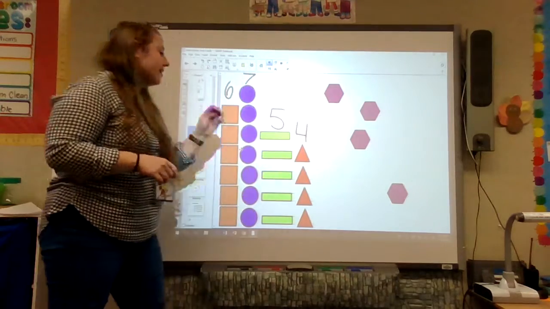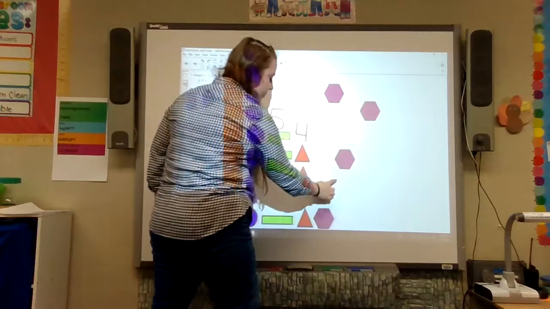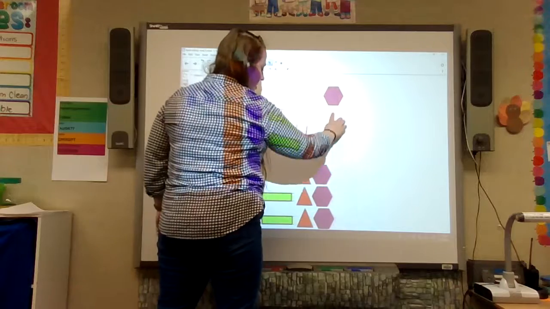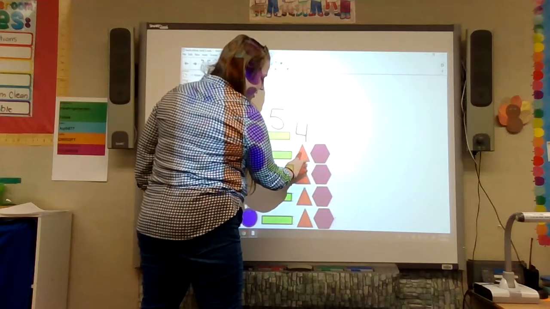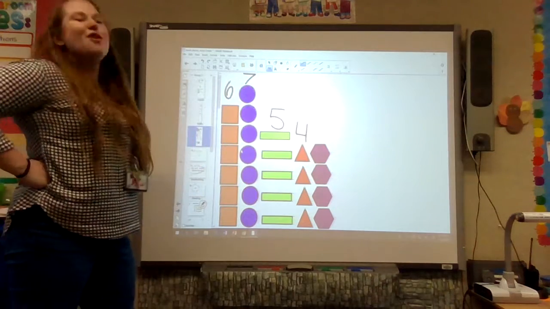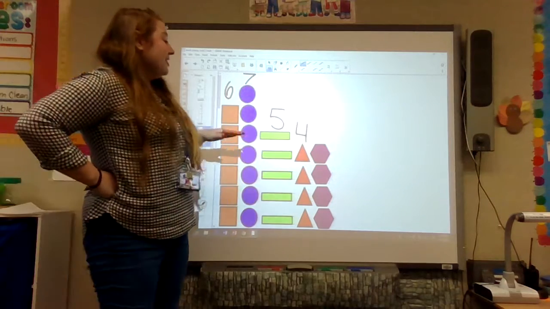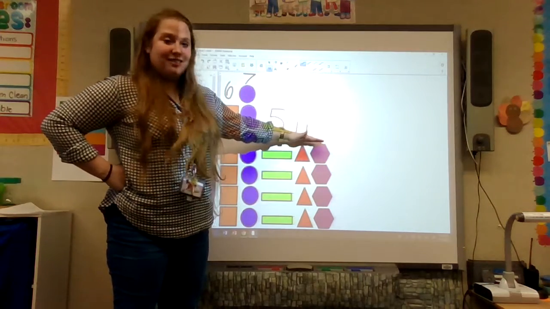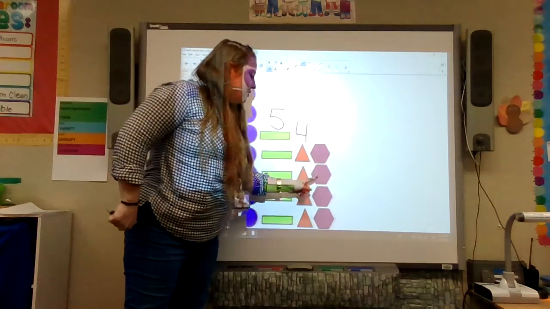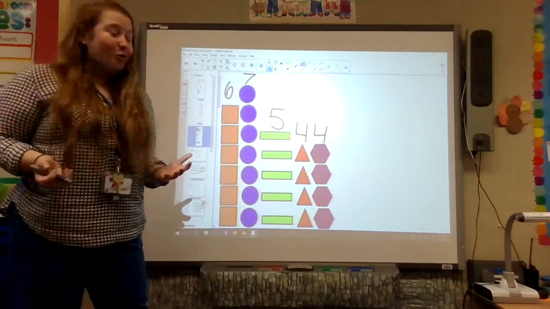We have our hexagons. Here we go. All right. Take a look at this information. What do you notice? I notice that my triangles and my hexagons are the same length. When I counted 1, 2, 3, 4, I noticed that it's the same quantity.